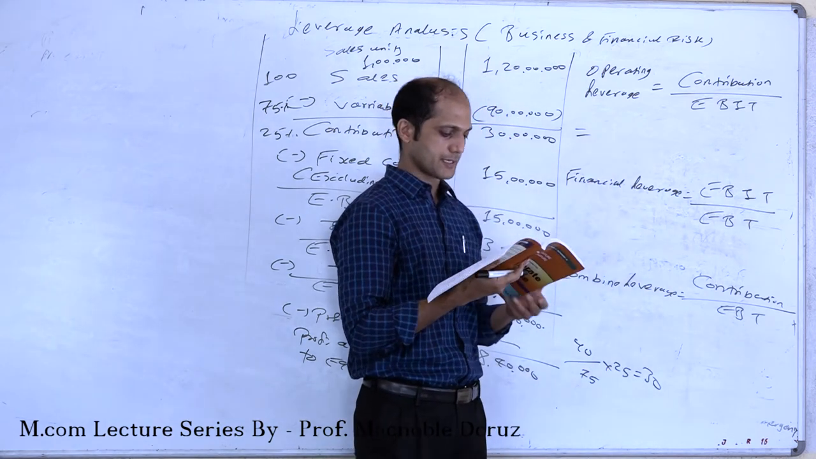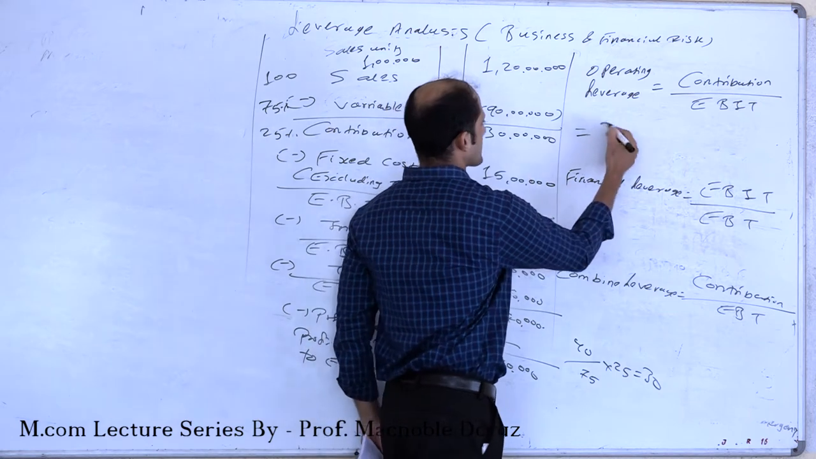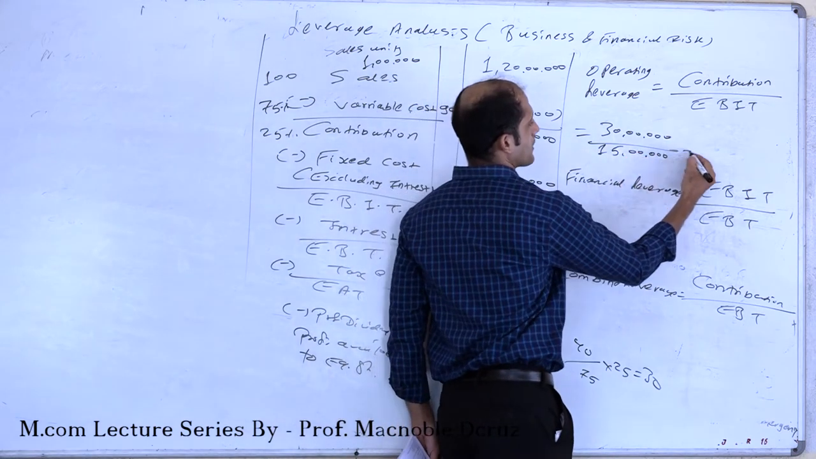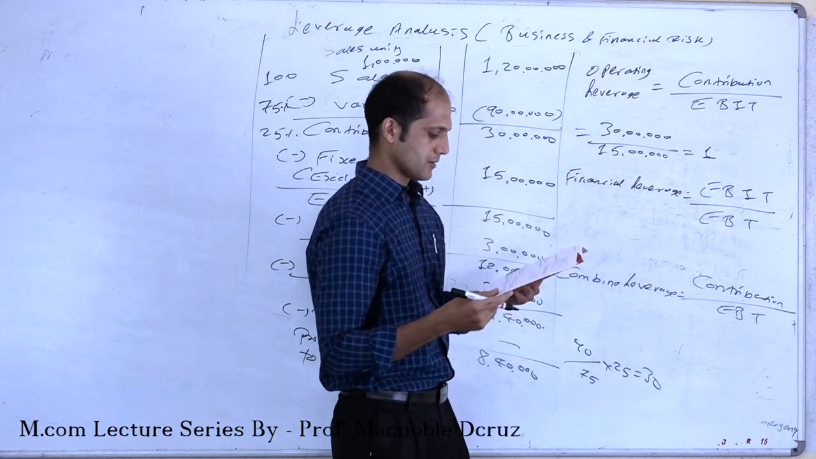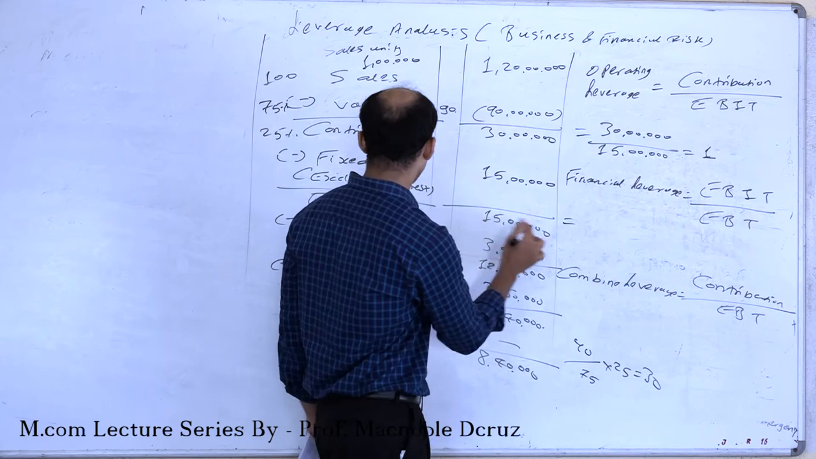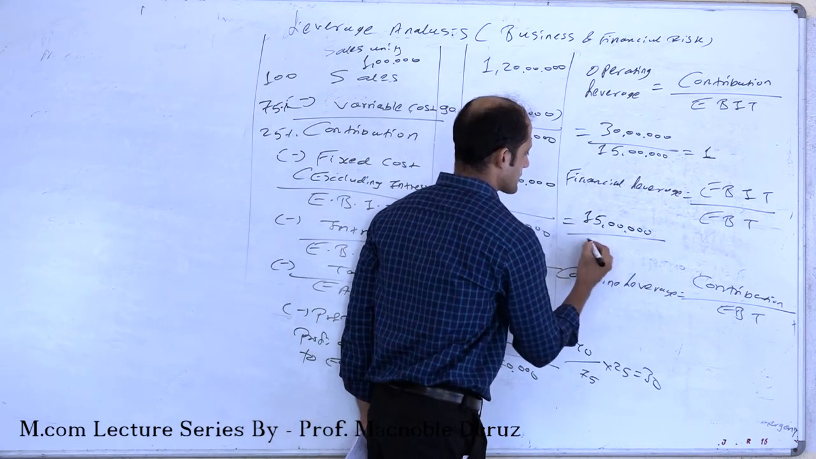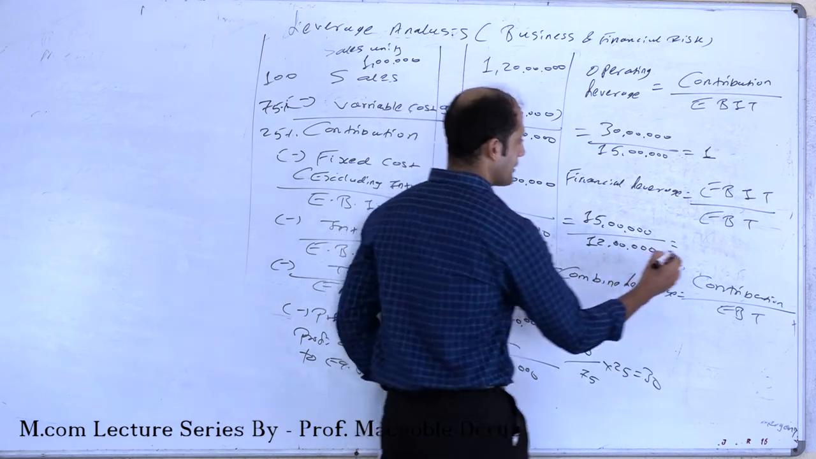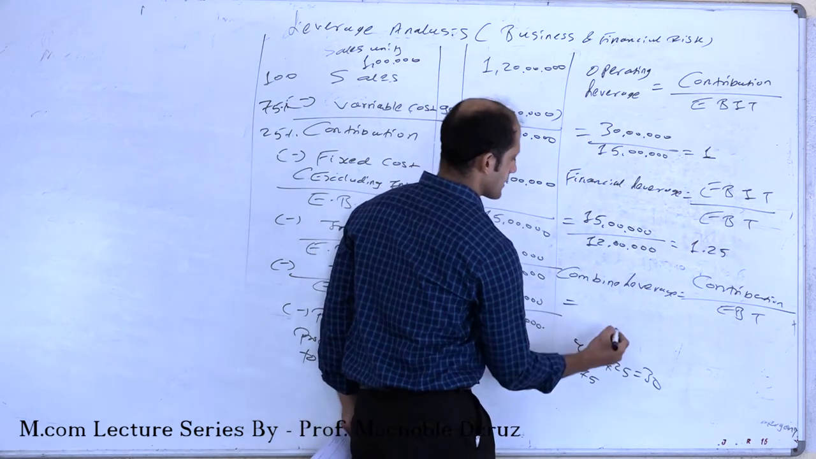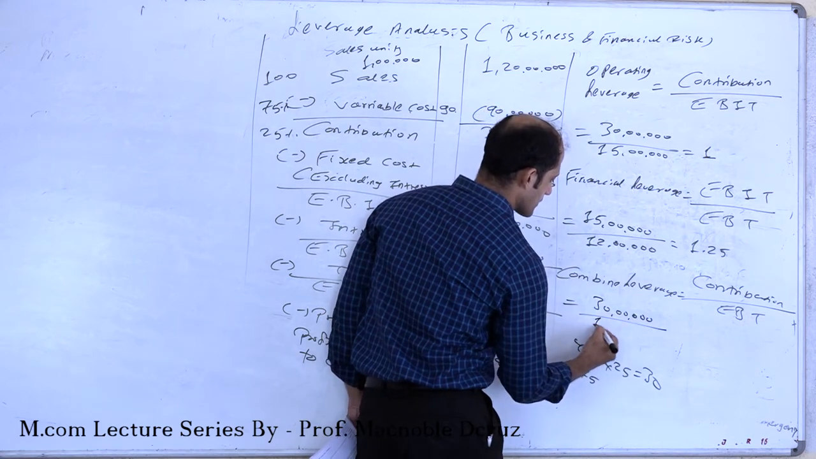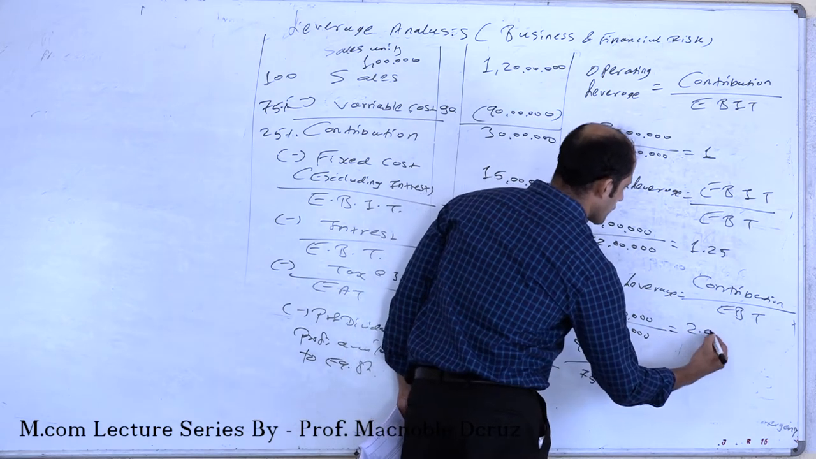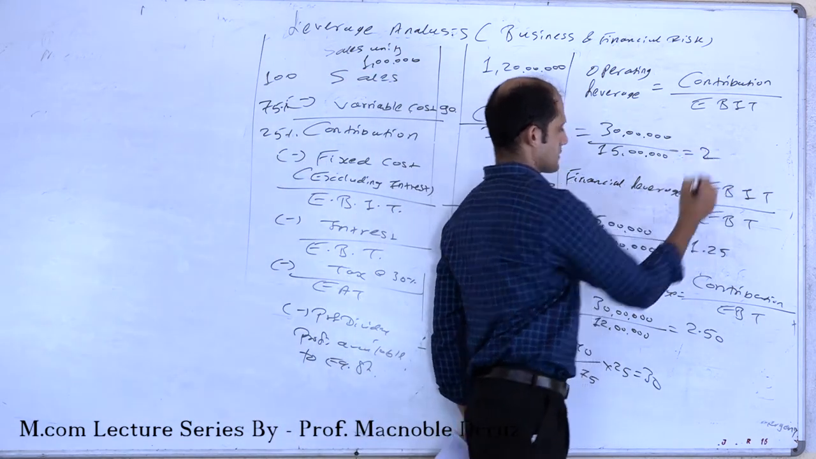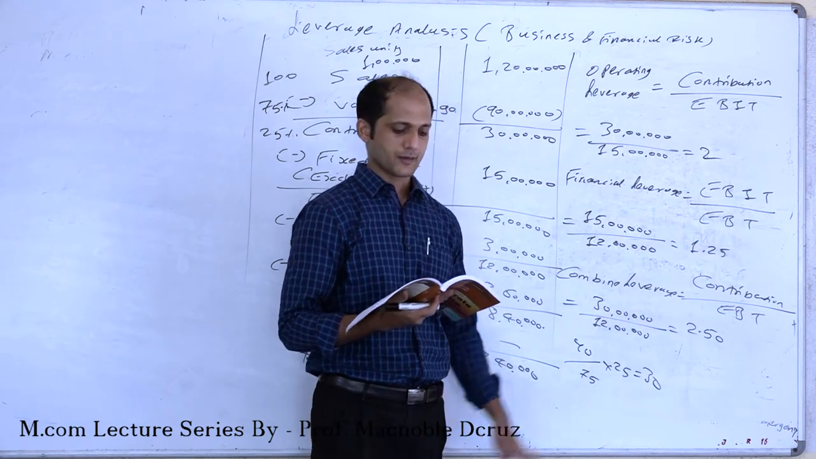Contribution divided by earning before interest and tax. So how much is the contribution? 30 lakhs, and earning before interest and tax is 15 lakhs, so our leverage will come to 2. Very simple. Okay, next, financial leverage: earning before interest and tax, 15 lakhs, divided by 12 lakhs. If you calculate 15 lakh divided by 12 lakhs, it will come 1.25. And the combined leverage formula: 30 lakhs divided by 12 lakhs, it will come 2.5. Correct, it will come 2.5. Clear, very easy.